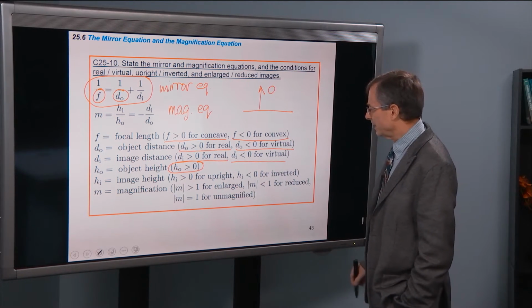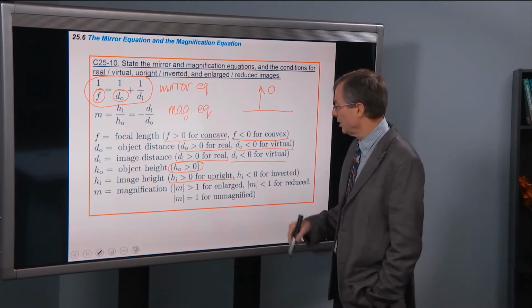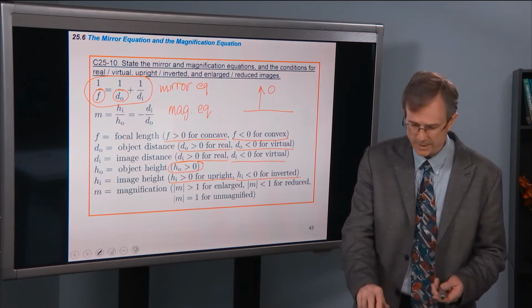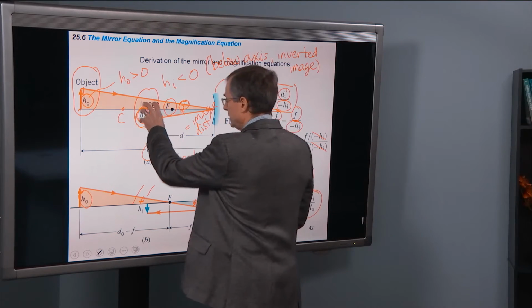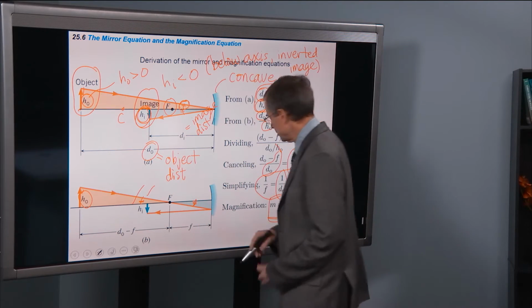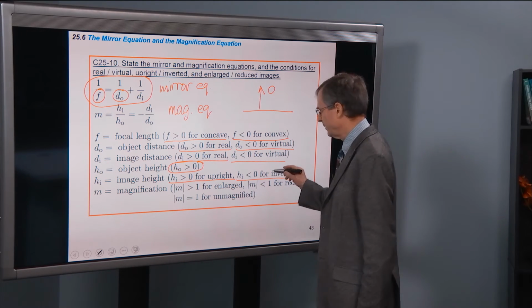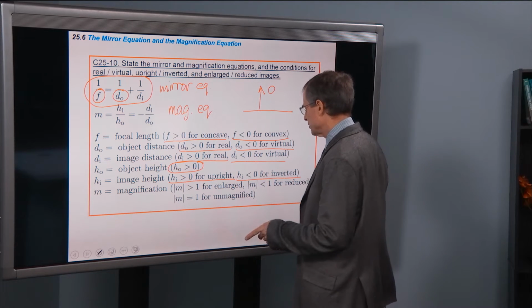Now, the image height could either be positive for an upright image, or, in the case of the derivation that we talked about in the last slide, hi was below the axis. It was an inverted image, and hi was less than 0. It's a negative number. Then finally, the magnification.